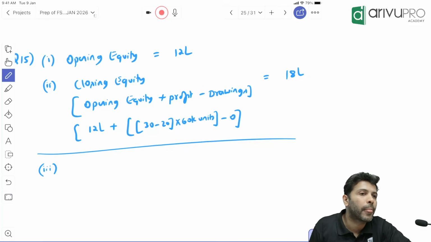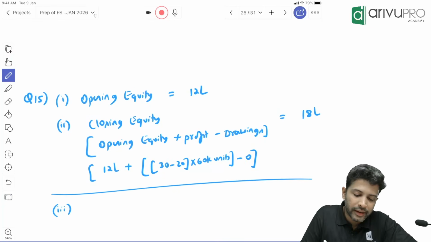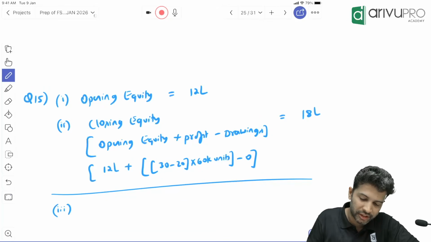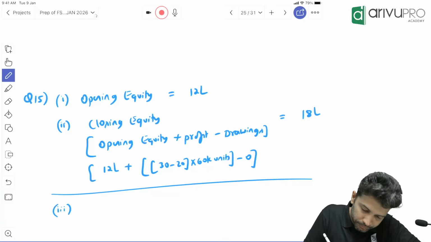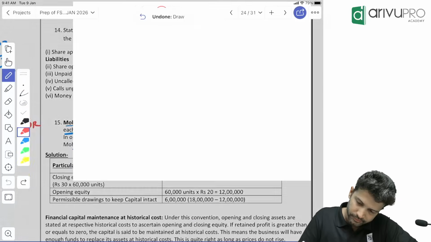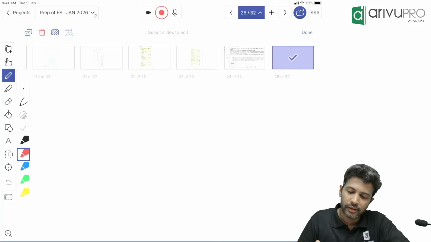All good, everybody? Now, check for a minute, check the screen. Sir, we are maintaining. You already copied. Okay, I wanted to give the heading. I thought I'm explaining, you're watching. Okay. Sir, you are maintaining financial capital under what method? Historical cost method.